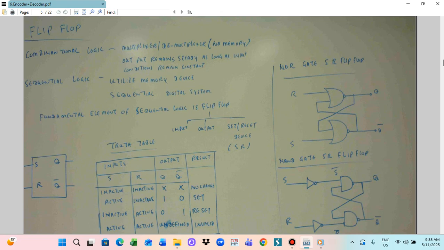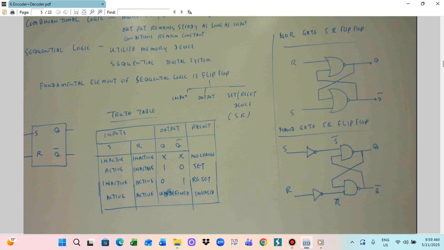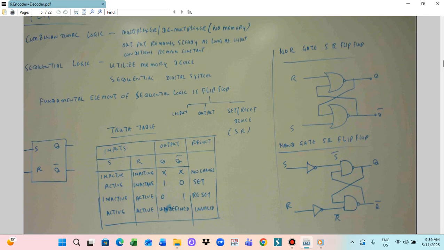So we can also draw the truth table. The truth table has the inputs and the outputs and the result. Input will be the S and R input. Output will be the Q and the Q bar. When S is inactive and R is inactive, in this case Q doesn't change. This is for the no change, original condition.